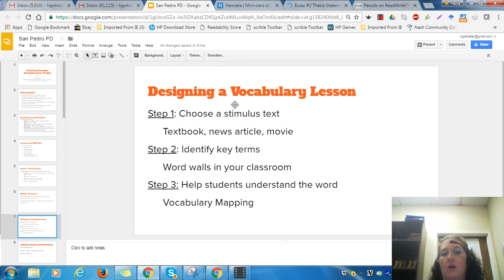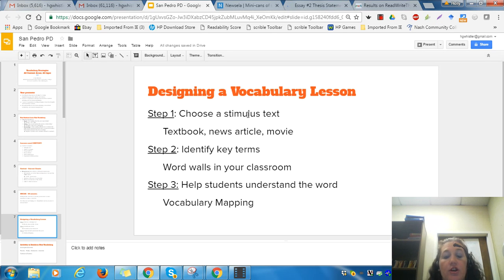All right, so hopefully everyone is back and has chosen a text. So now that you have chosen your text, a stimulus text can be your textbook, a news article, a movie, just something that uses language that will help students access the content.